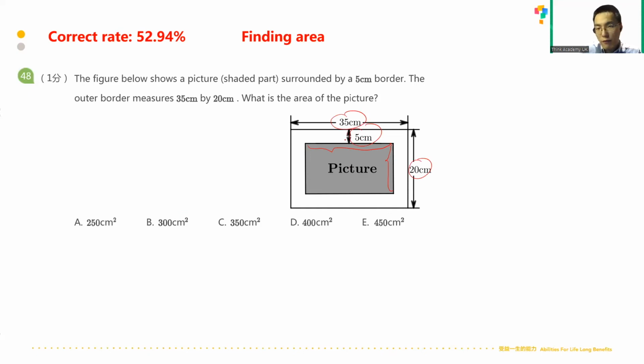But instead, you see, we have 5 here, but we also have 5 at the bottom. And for the length, it's the same thing. We have 5 on the left, but we also have 5 on the right. So we have to take away 2 fives when we're looking for the new width and the length.